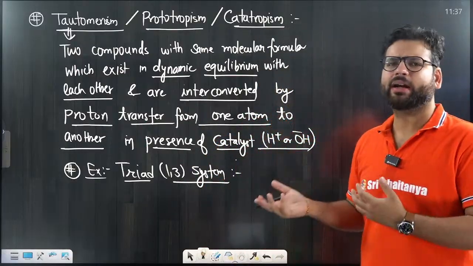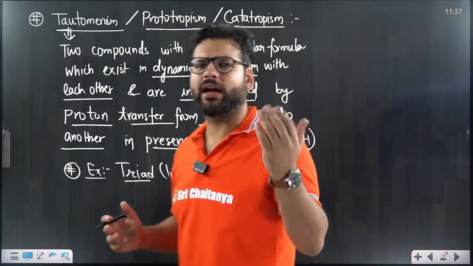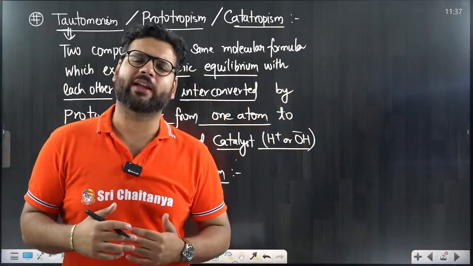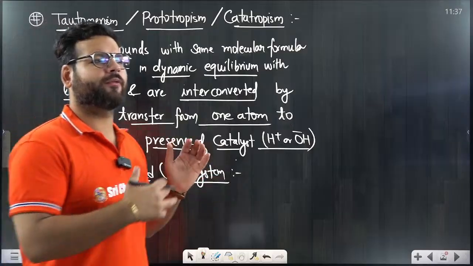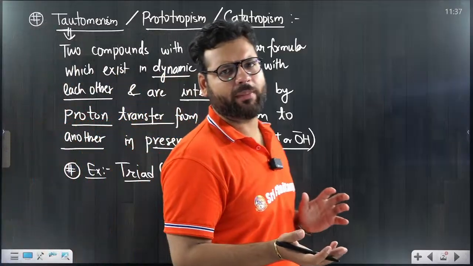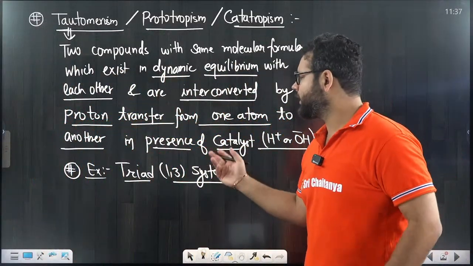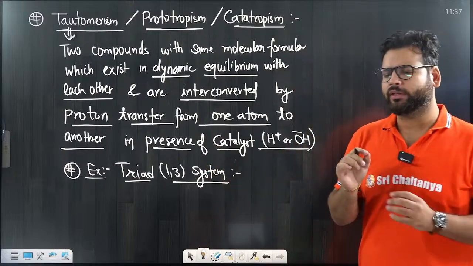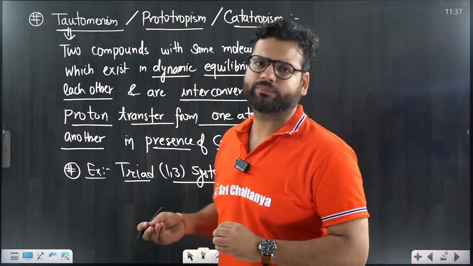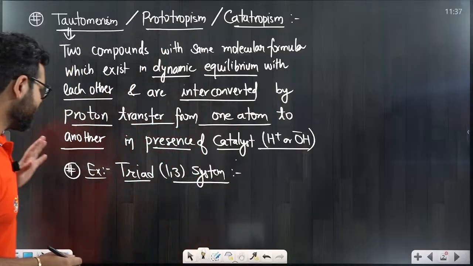Some of them are pentad also. I'll show you an example. One example of dyad also I'll show you. Dyad shifting means 1 to 2, from the first atom to the second atom the shifting will happen. Triad means 1 to 3. From the first atom, the proton will shift to the third respective atom. Very simple condition is there.